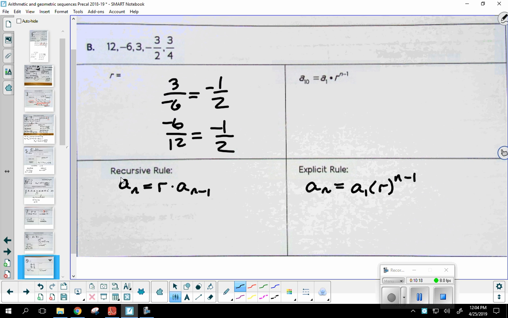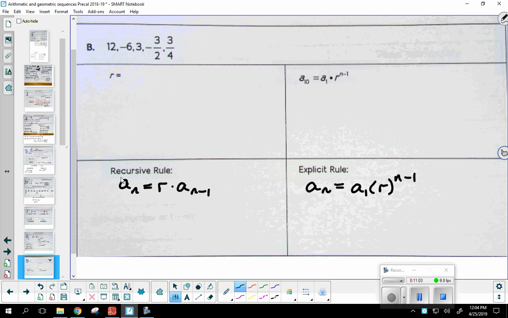Would anybody like me to take one of the fractional values and do the same thing? You guys trust me? You don't trust me? Okay, so let's do it. Let's take 3/4 over negative 3/2. Now, what happens when you divide by a fraction? A reciprocal. So this would be 3/4 times negative 2/3. Those threes are going to cancel. And what is negative 2 over 4? It would be negative what? 1/2. So the common ratio is negative 1/2.